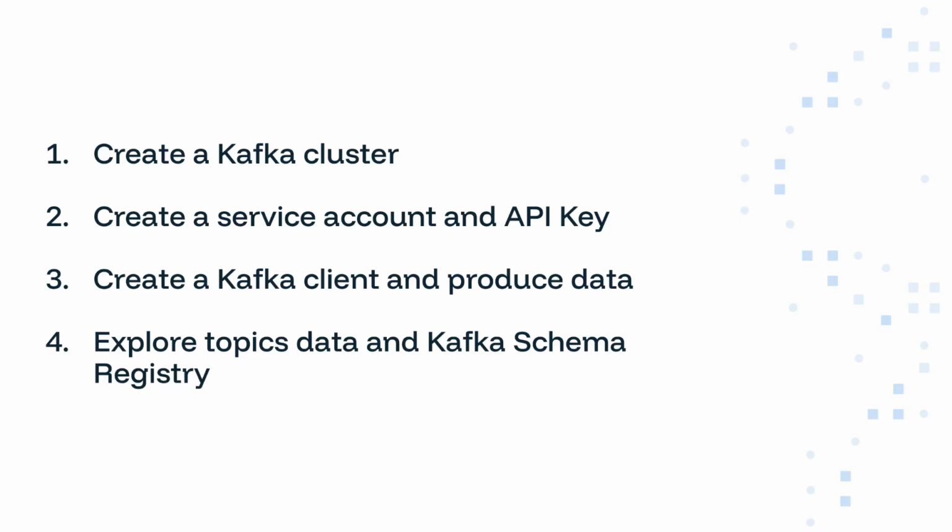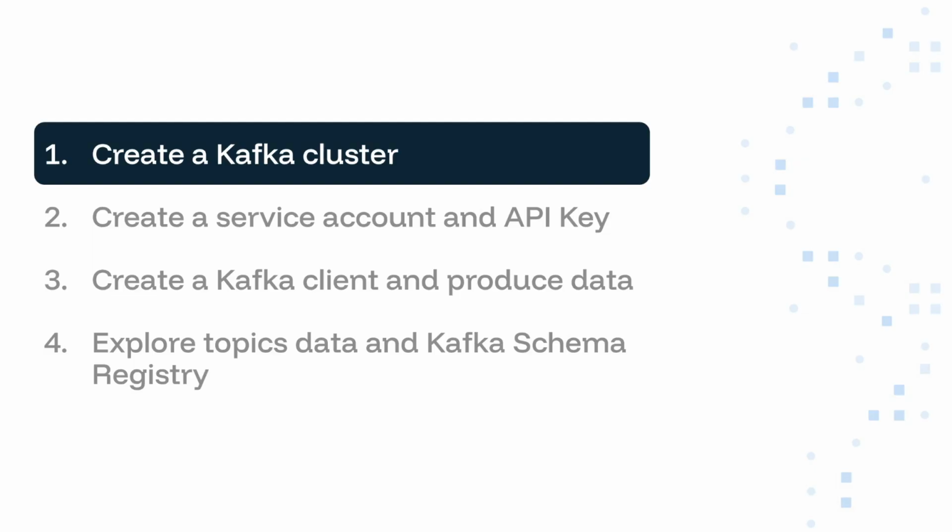Let's walk through the key steps to explore StreamNative's Kafka service. First, we'll create a Kafka cluster to get a fully managed environment up and running. Second, we'll create a service account and API key for secure access. Third, we'll build a Kafka client and produce data to see real-time streaming in action. Finally, we'll explore the topic data and schema registry to understand schema management and governance. So let's get started with the first step.